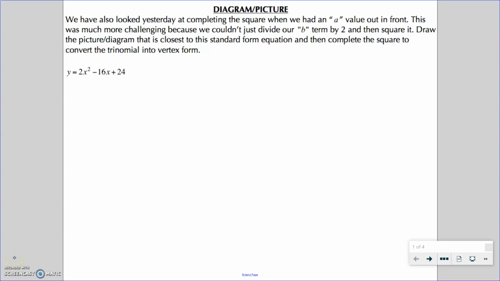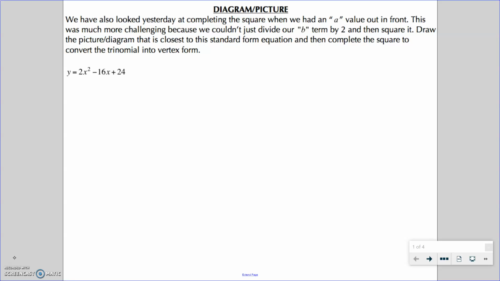Hey everybody, I wanted to pick up where we left off on Tuesday and try to clarify it, because I bet Tuesday's video might have been a little confusing. So I want to take a step back and see if we can solidify this concept. We had also looked yesterday at completing the square when we have an a value out in front. This was much more challenging because we couldn't just divide our b term by 2 and then square it. When you have a 2 or a 3 or a -1, you can't do the take half and square it. That method doesn't work.